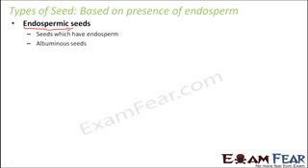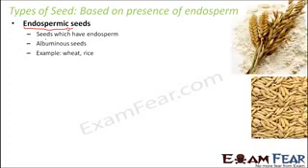So these endospermic seeds are the ones which have endosperm. They are also called albuminous seeds. Examples of such seeds are wheat and rice. They all still have the endosperm in them. If you look at each seed of wheat or rice, you will see that inside the seed you have the endosperm.